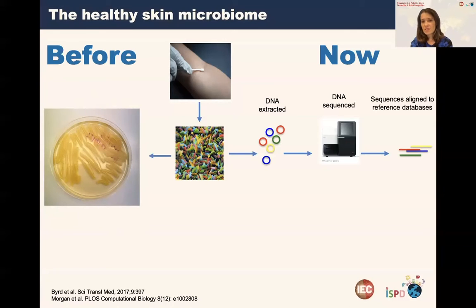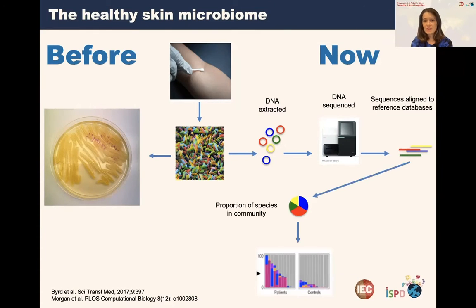Whereas now we can extract and sequence the DNA from the microorganisms living on our skin, align these sequences to reference databases, and this allows us to quantify the proportion of species in our skin communities. And we can compare this, for example, in patients and controls. And we can also look at the abundance of microbial genes, which gives insights into the potential function of the skin microbiome.